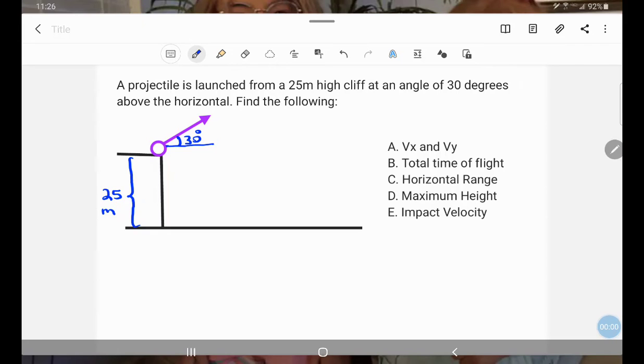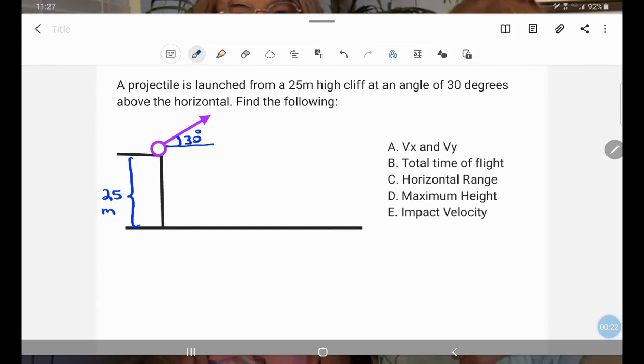All right, guys, here's another projectile motion problem. It says a projectile is launched from a 25-meter high cliff at an angle of 30 degrees above the horizontal. Find the following. I want initial vertical and horizontal components of the velocity. I want total time of flight. I want horizontal range. I want maximum height. And I want impact velocity.